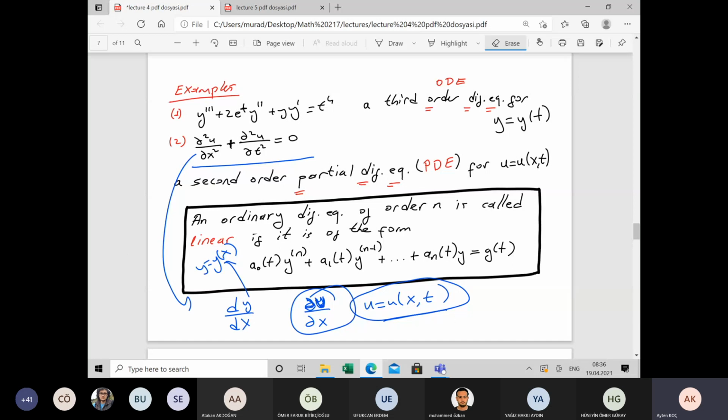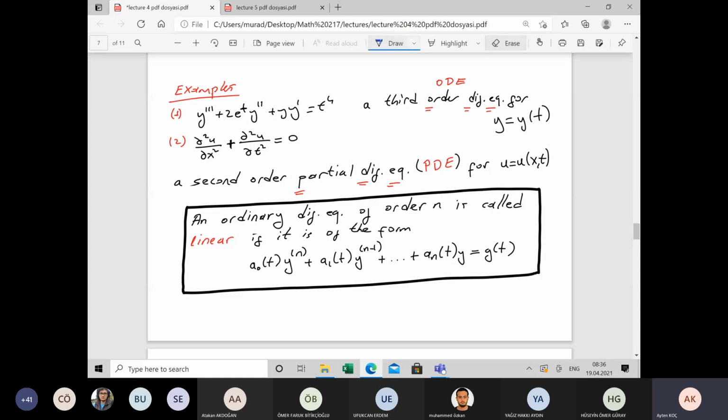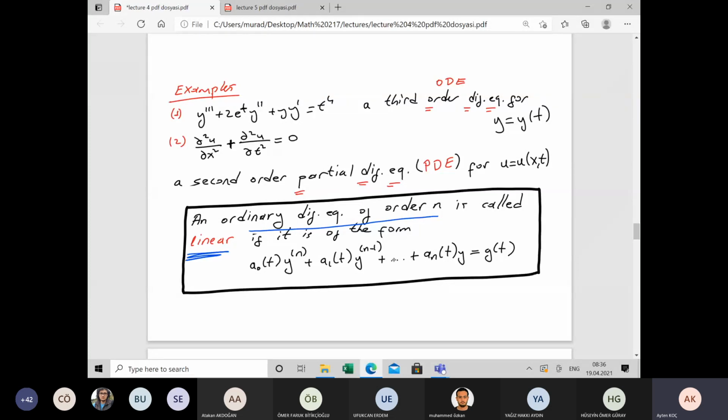Take an ordinary differential equation of order n, where the highest derivative is the nth derivative. An ordinary differential equation of order n is called linear if our equation is of this form.